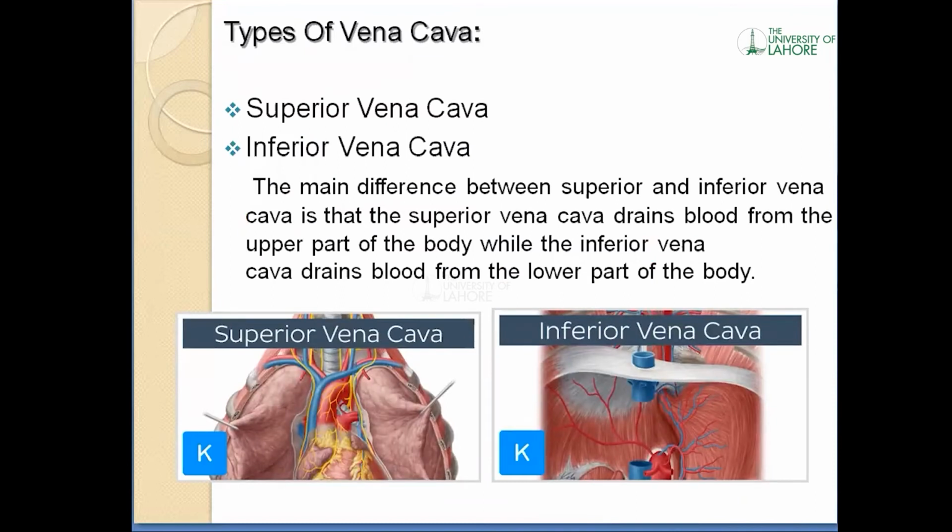The main difference between the superior and inferior vena cava is that the superior vena cava drains blood from the upper part of the body, while the inferior vena cava drains blood from the lower part of the body.